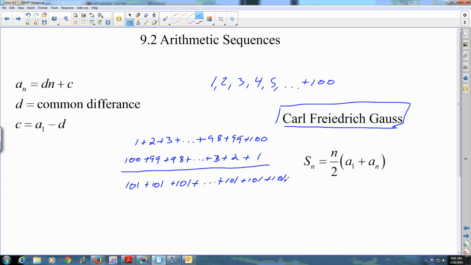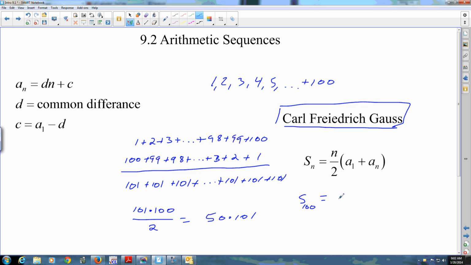And if you look at that sequence, how many 101s are there? There's 100 of them. Repeated addition is the same as multiplication, so that's 101 times 100. But isn't this twice too much? Because I didn't want the sum of all of this. I only wanted the sum of half of it. So you have to divide by 2. So in other words, it's 50 times 101. Now let me explain this pattern. I want the sum of the first 100 terms.